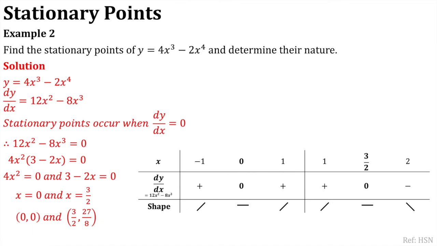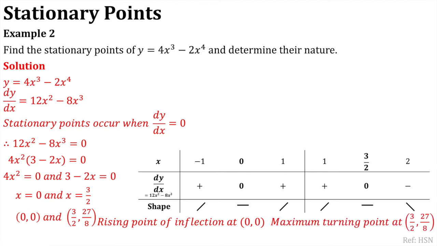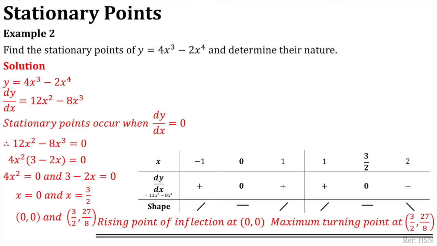So we have, firstly here, increasing, stationary point, increasing again. So that's a rising point of inflection at the point (0, 0). And here we've got increasing, stationary point, decreasing. So that is a maximum turning point at (3/2, 27/8). So those are our two stationary points and their nature.